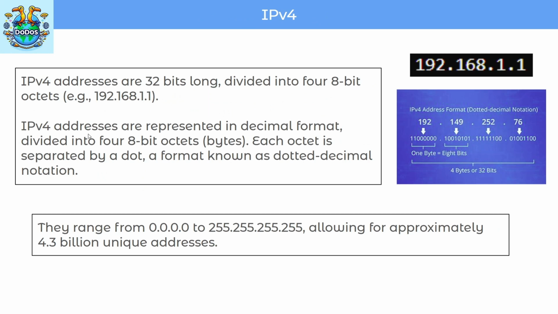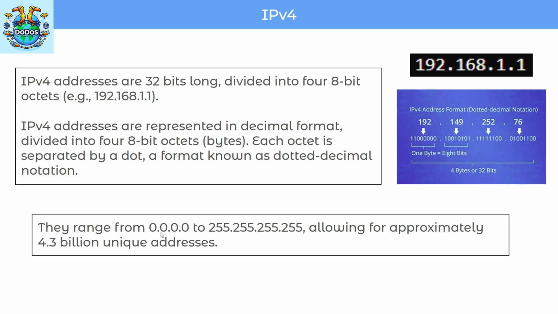What is IPv4? IPv4 addresses are 32 bits long, divided into 4 8-bit octets. So an example would be 192.168.1.1. IPv4 addresses are represented in decimal format divided into 4 8-bit octets, which are bytes. Each octet is separated by a dot, a format known as dotted decimal notation. So here's an IP address that you'll see, and this is dotted decimal notation. See?